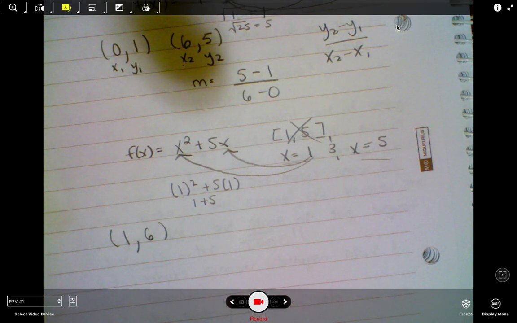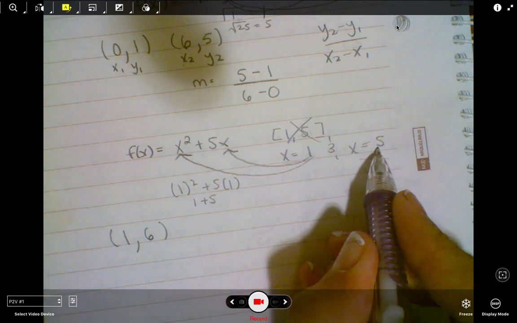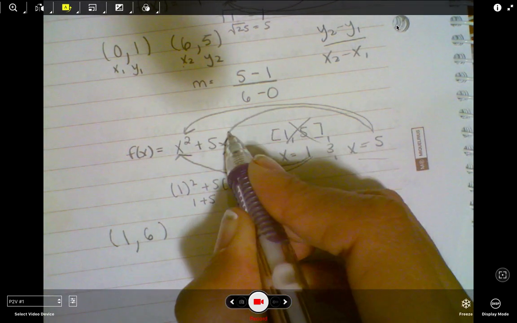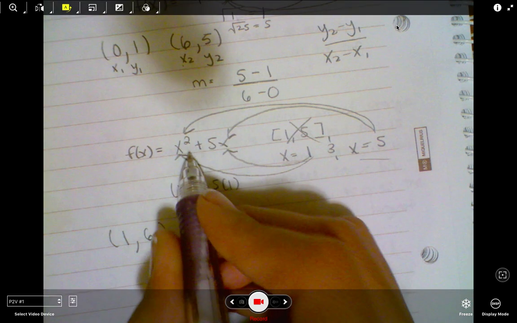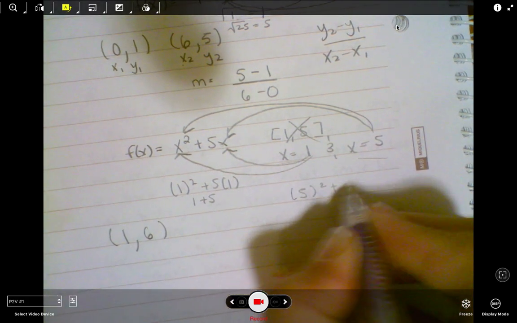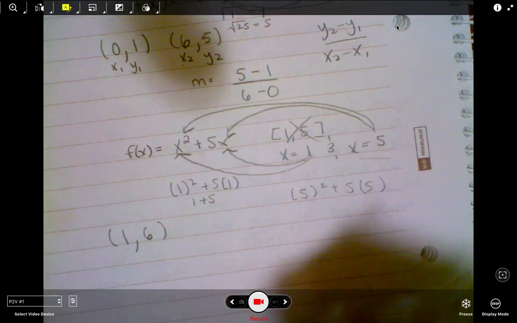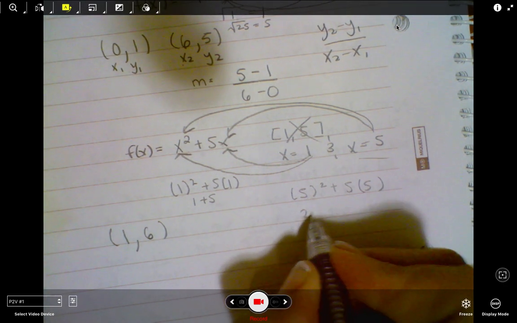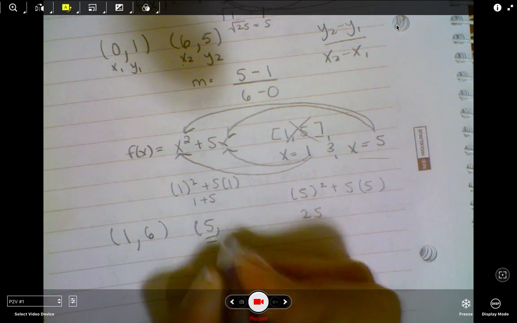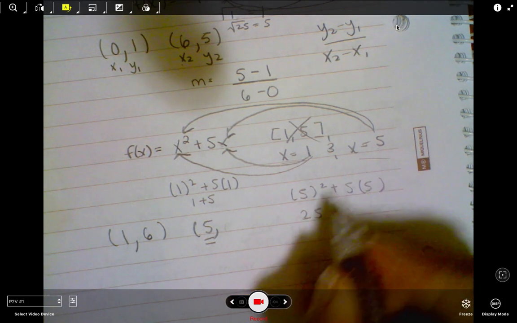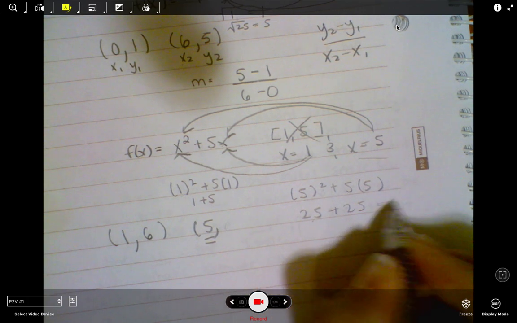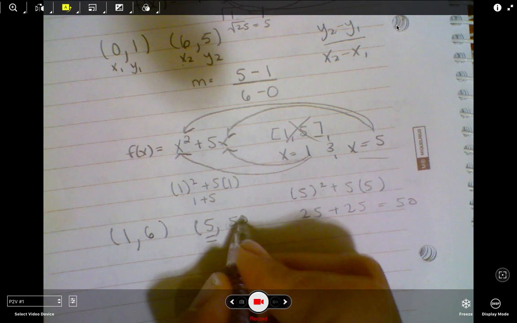Now for the second one, for x = 5, I'm going to just do an arrow this way. When you plug in 5 into both of these x's, you're going to get 5 squared plus 5 times 5. 5 squared is 25. And by the way, this is since I plugged in 5, and then I'm going to get my output right now. So 5 squared is 25 plus 25. Okay, that's 50. There you go.